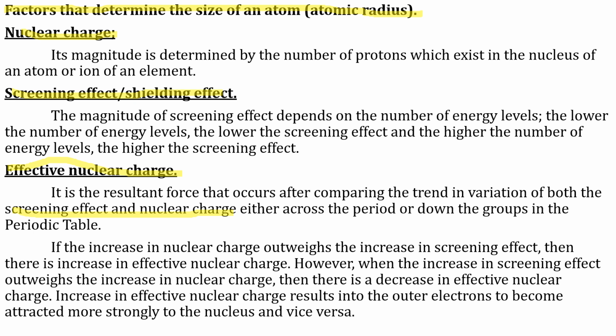That's why we say that, however, if the increase in screening effect outweighs the increase in nuclear charge, there is a decrease in effective nuclear charge, because screening effect is concerned with electrons which are negative, and effective nuclear charge is concerned with positives. So if the increase in the negativity is greater, we expect the positive to lower. That's why we are saying that if screening effect increases and outweighs the increase in nuclear charge, there will be a progressive decrease in effective nuclear charge.